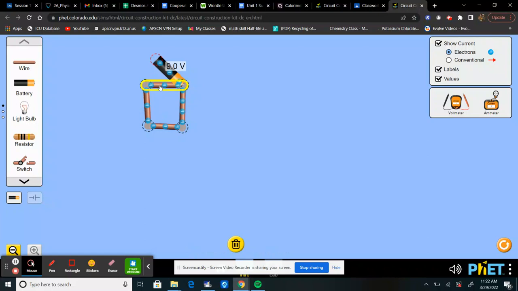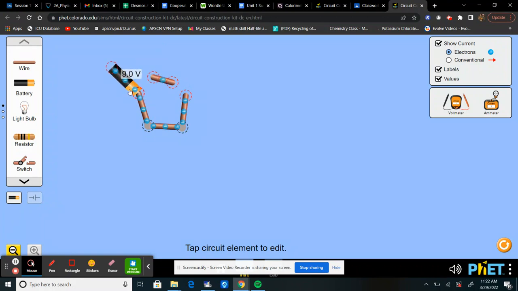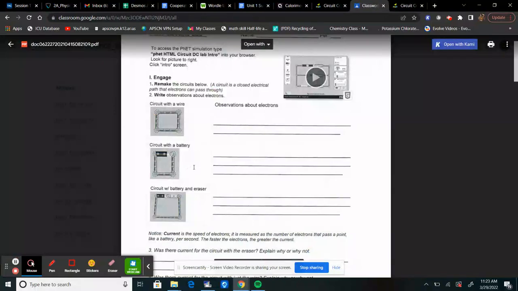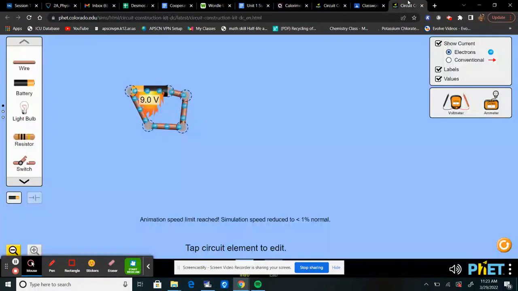And let's see, we may have to cut this, cut that, and let's try that again. All right, so this time you can definitely see electrons are moving, and actually the battery looks like it's on fire. So we can go ahead and go back. We can type up, it looks like the battery's on fire. The electrons are moving crazy.